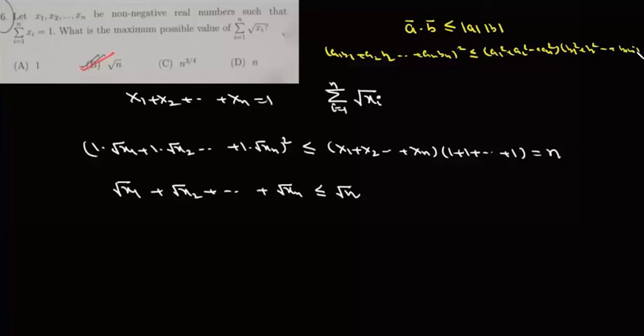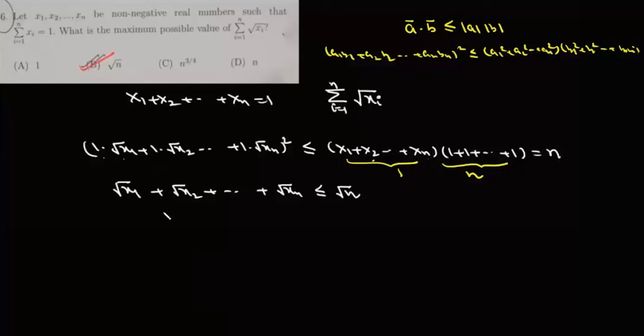So in this case, we can write (1 into under root x1 plus 1 into under root x2 plus 1 into under root xn) whole square will be less than or equal to (a1 square...), so root x1 square is x1, so it will be (x1 plus x2 plus xn) into (b1 plus b2 plus bn), so there will be 1 plus 1 plus 1, n times. Now this sum is 1, and this value is n. So (under root of x1 plus x2 plus xn) whole square is less than or equal to n.